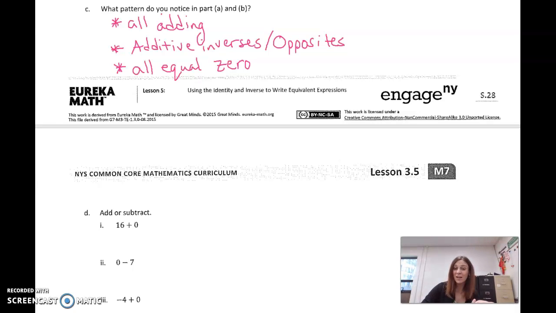Now let's work maybe on our identity property here. We're not going to think too hard about this. This is add or subtract. What is 16 plus 0?